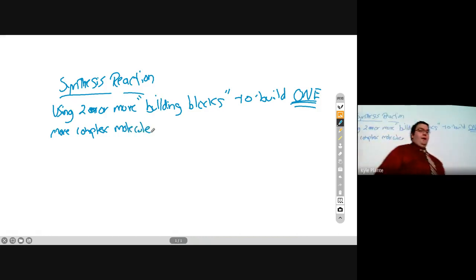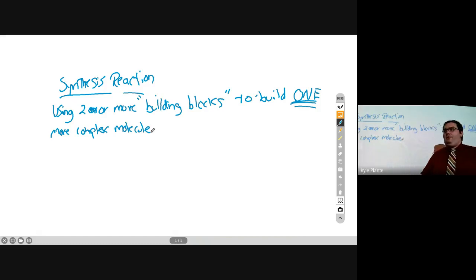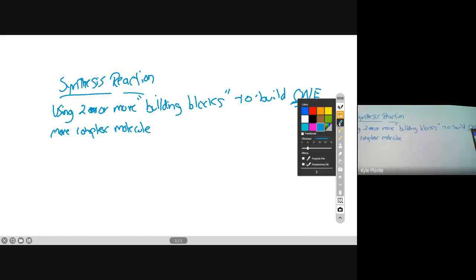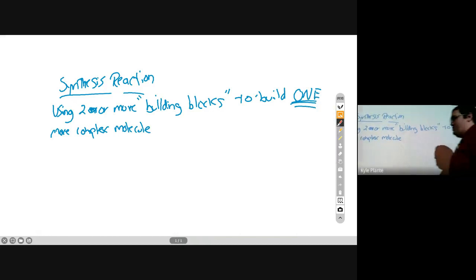So in a synthesis reaction, you use two or more building blocks. They can be elements, they could be very small compounds, it doesn't matter. But you use both of these, or all three or all four, however many you have, to build one and only one more bigger complex molecule. In a synthesis reaction, you're only ever going to have one product. You're not going to see more than that. The opposite of a synthesis reaction is a decomposition reaction.